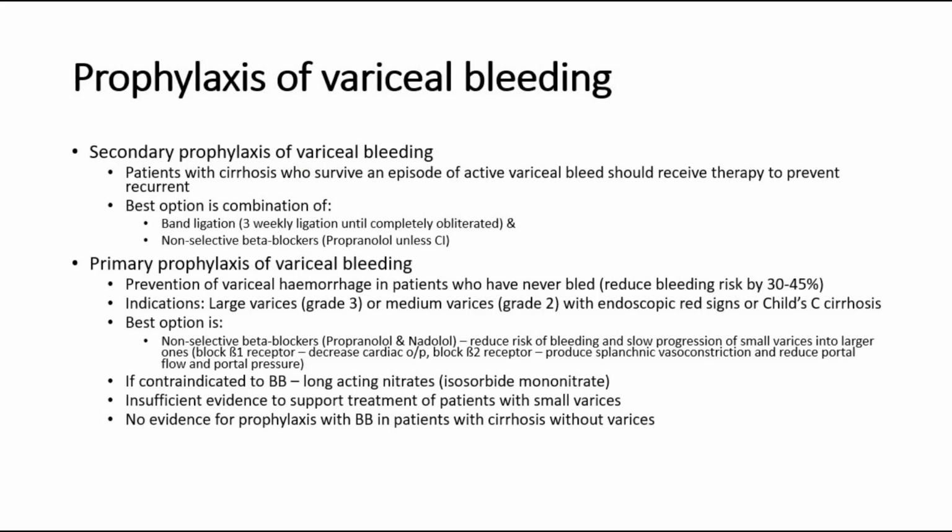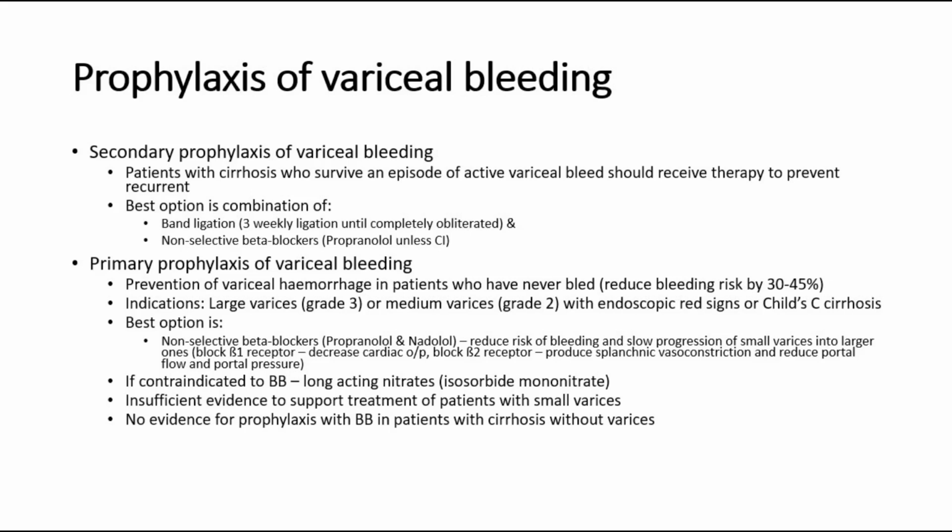Next we go to the second category of management, for prophylaxis of variceal bleeding. Secondary prophylaxis of variceal bleeding. Patients with cirrhosis who survive an episode of active variceal bleed should receive therapy to prevent recurrence. Best option is a combination of band ligation, 3 weekly ligation until completely obliterated, and non-selective beta blockers, propranolol unless contraindicated.